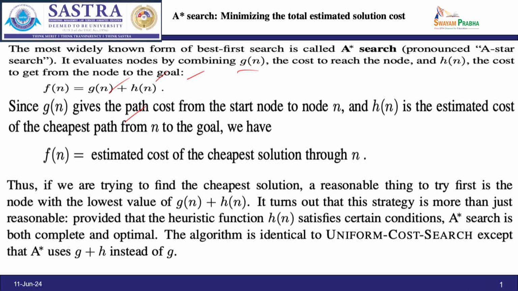Thus, if we are trying to find the cheapest solution, the reasonable thing to try first is the node with the lowest value of g of n plus h of n. It turns out that this strategy is more than just reasonable, provided that the heuristic function h of n satisfies certain conditions: A star search is both complete and optimal. The algorithm is identical to uniform cost search except that A star uses g plus h instead of g.